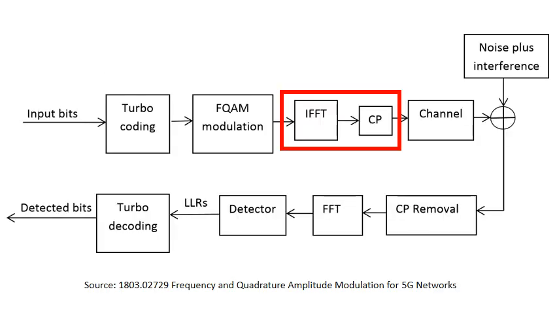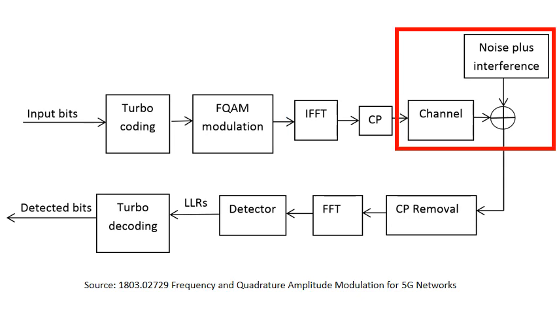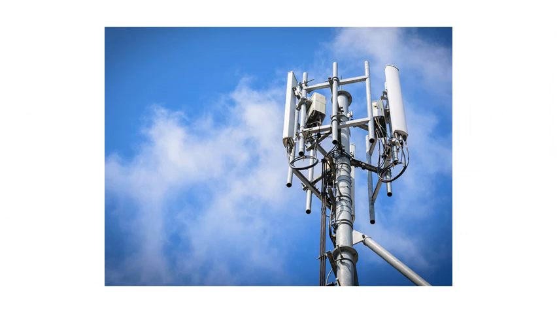Next, the modulated signal is processed with an inverse fast Fourier transform, and to better immune the signal from noise, cyclic prefixes are added. Cyclic prefixes are added to prevent interference between two consecutive bit sequence or symbols. Now the signal is ready to be transmitted by the base station, ready to be received by the user.